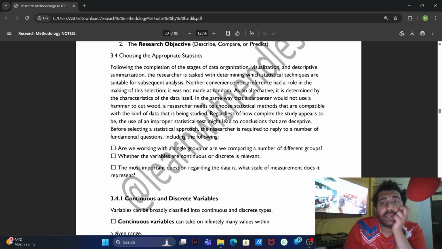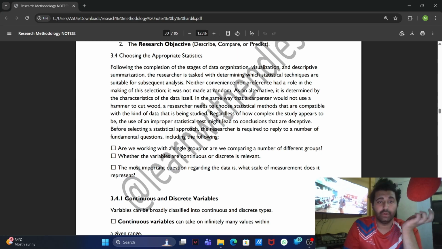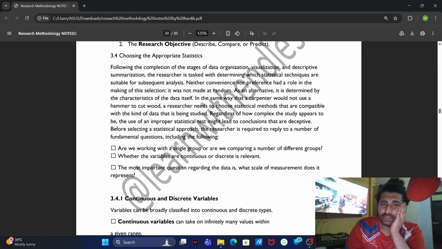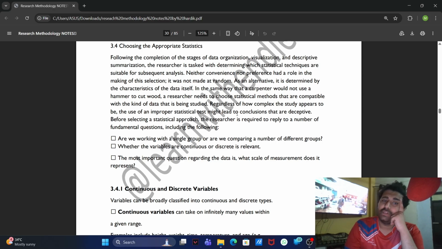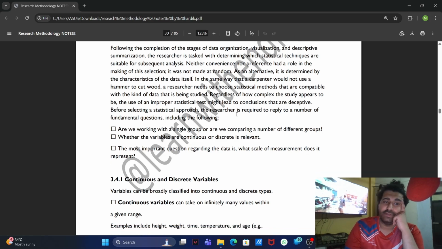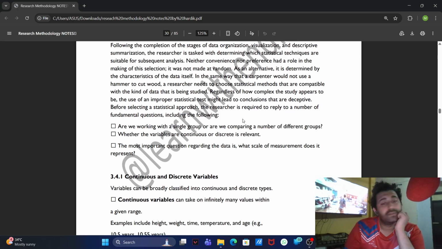In the same way, a carpenter would not use a hammer to cut wood. A researcher needs to choose statistical methods that are compatible with the kind of data being studied. Regardless of how complex the study appears to be, the use of improper statistical methods might lead to conclusions that are deceptive. Before selecting a statistical approach, the researcher is required to answer a number of fundamental questions, including the following. Are we working with a single group or are we comparing numbers of different groups? Whether the variables are continuous or discrete is relevant. The most important question regarding the data is what scale of measurement does it represent?